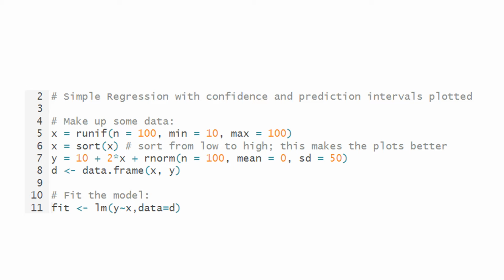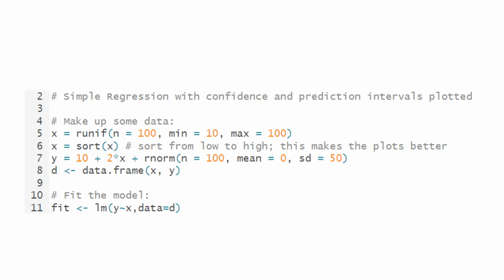This line of code selects a random sample of 100 observations from a uniform distribution. That's a horizontal probability distribution where all observations have the same probability of being selected. The minimum value is 10 and the maximum value is 100. The data are stored in an object named x. Line 6 sorts the data from low to high. This makes a plot I'm going to use a little better.